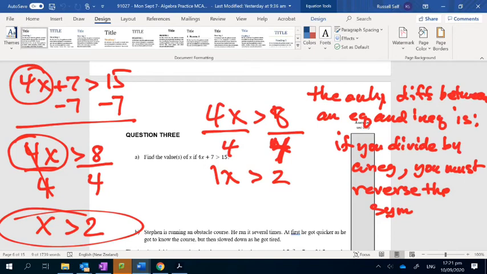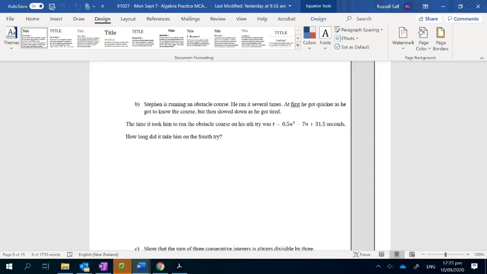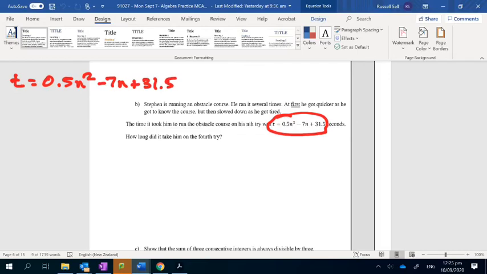Let's get to Stephen. Okay, so here we go. We have our equation, right? T equals 0.5 n squared minus 7n plus 31.5. Now, n is the number of times he did it. So n equals how many times he did it, right? And it tells you which try. So what number am I going to put in place of n?